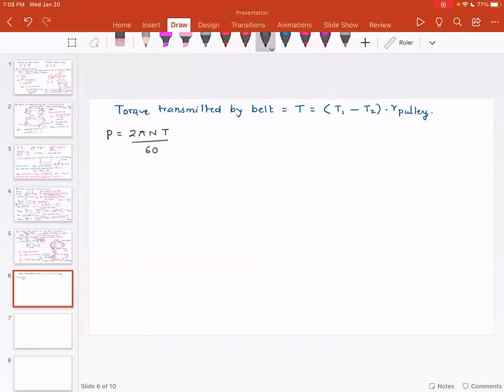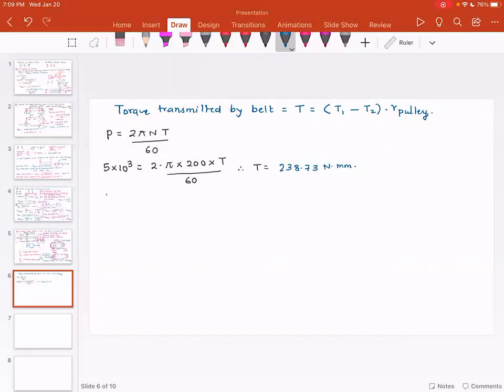The power is given as 5 kilowatts, which is equal to 2 times pi, speed is 200, times T divided by 60. When we solve this, we find the value of torque, and my answer here is 238.73 Newton millimeter. Please use your calculators and tell me if this answer is correct. So the value of the torque is 238.73.